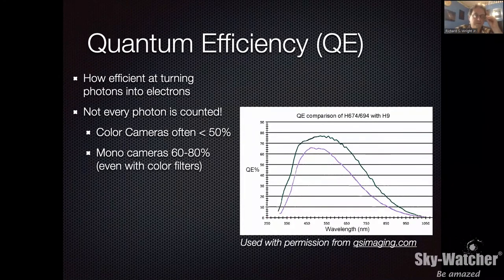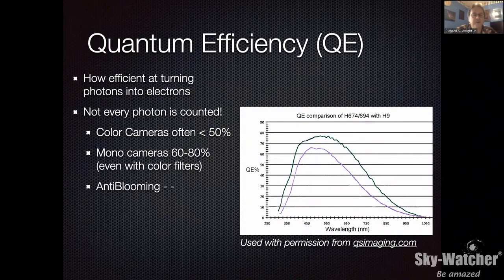Most mono cameras run from 60 to 80%, even with the color filters. The color filter in front of a mono, and we'll talk more about color in a little bit, lets more light through it than the Bayer matrix on a color chip. So you're always going to get better signal with a mono. And that's not opinion, that's objective engineering fact. People get great results from color cameras, don't get me wrong. But if you compare the same chip, a color version versus a monochrome version of the exact same sensor, you will get better results with the monochrome version, better signal to noise ratio.